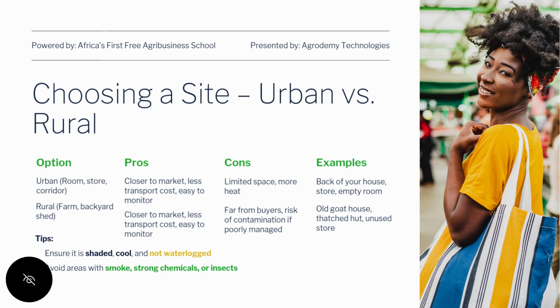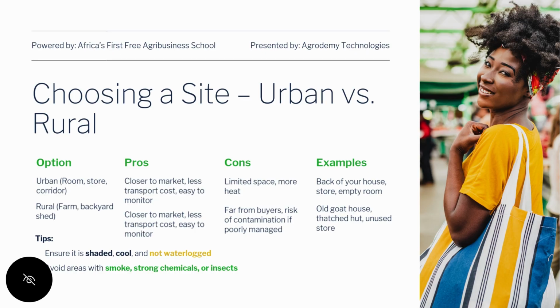Now, something that we need to talk about is that you can be very far from your buyers, right? And there's the risk of contamination if you don't manage it very well, because now you have to travel long distance with them to take it to the high urban buyers who will be able to buy it for the price that you want. So think about growing your mushroom in your old goat house, your detached hut, or one unused store in the village.